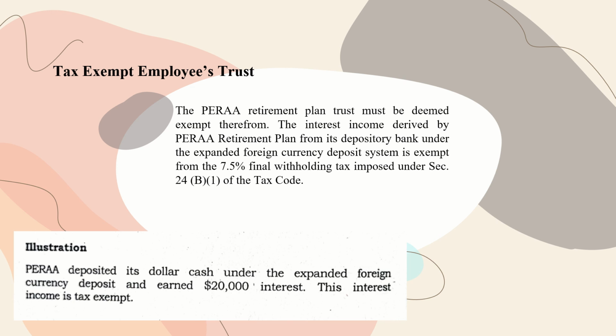The illustration shows that the PERAA deposited its dollar cash under the expanded foreign currency deposit and earned $20,000 interest. This interest income is tax exempt.